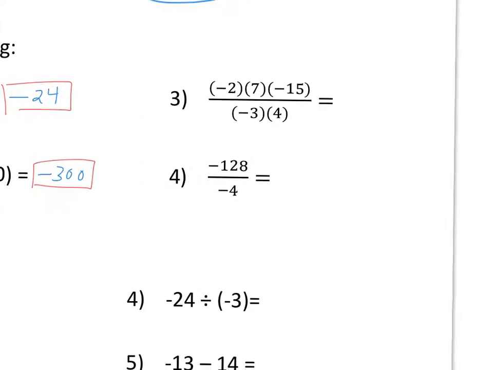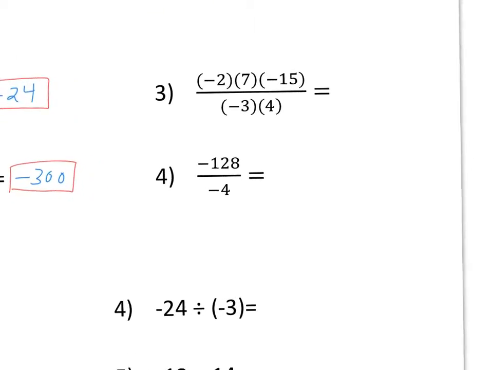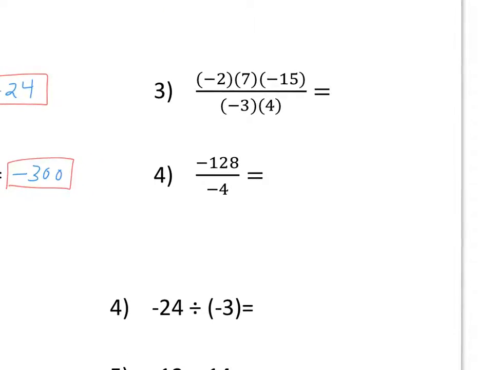Question number 3. Looks pretty complicated, but it's really not that bad. We're going to discuss how to reduce a fraction. Fractions are really just a division problem. So before we even start, we're going to count our negatives. We've got 1, 2, 3 negatives. These two negatives here can pair up and make a positive. This negative doesn't have another negative to pair up with, so once again, we have a negative answer.